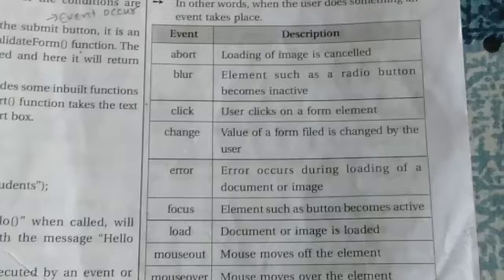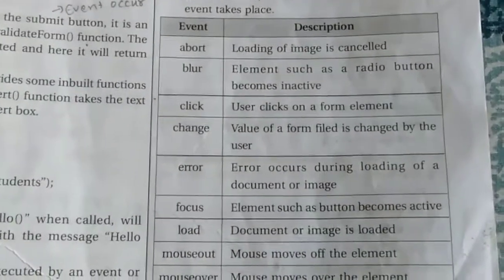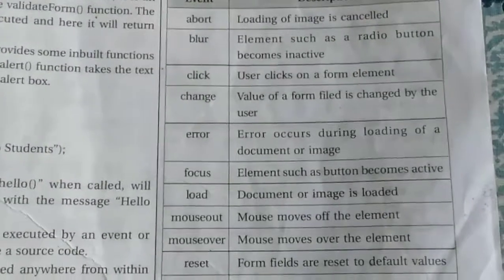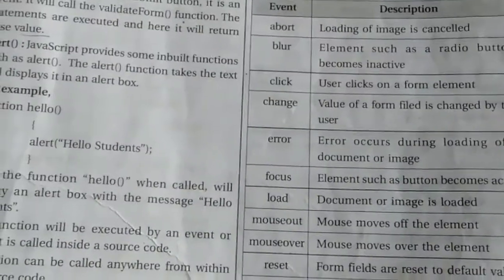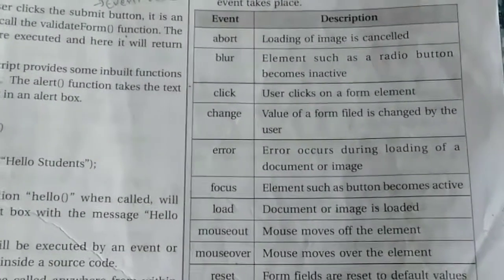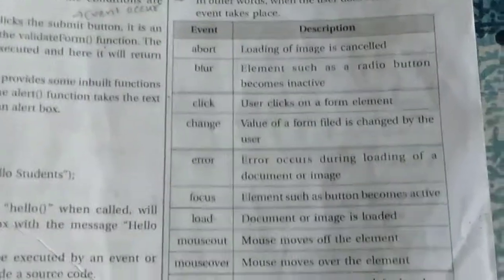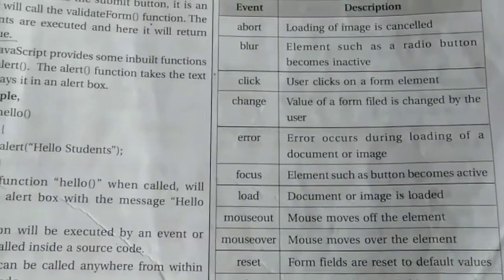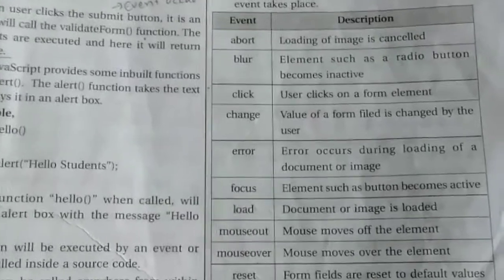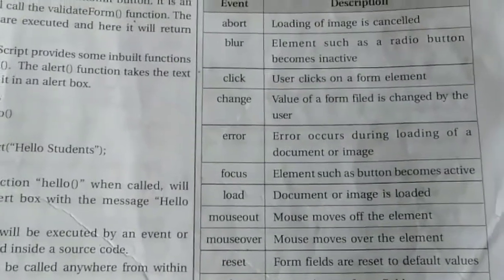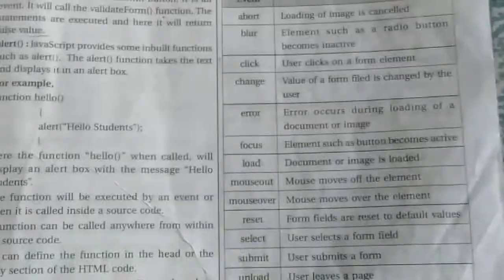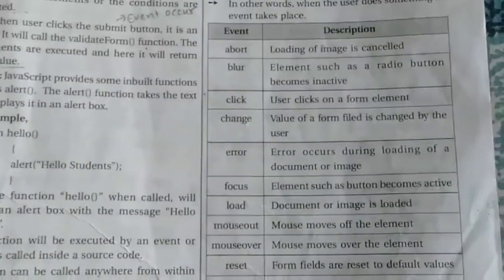Fifth is error. Error means mistake. Error occurs during the loading of a document or image. At that time the error event occurs. Focus. In our JavaScript validation we have already learned about the focus method. Focus means elements such as buttons become active. We have to focus our user that you have to write your name, select your gender, select your hobby, through the focus method. So the focus event occurs. Load means loading. Document or image is loaded. At that time the load event occurs.